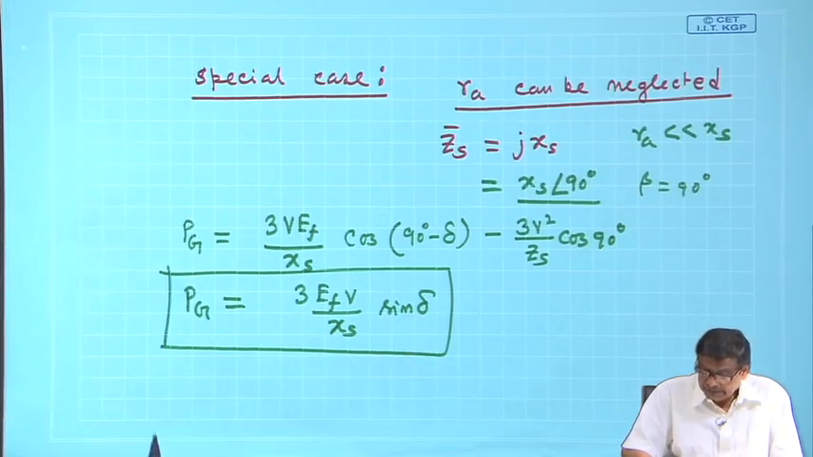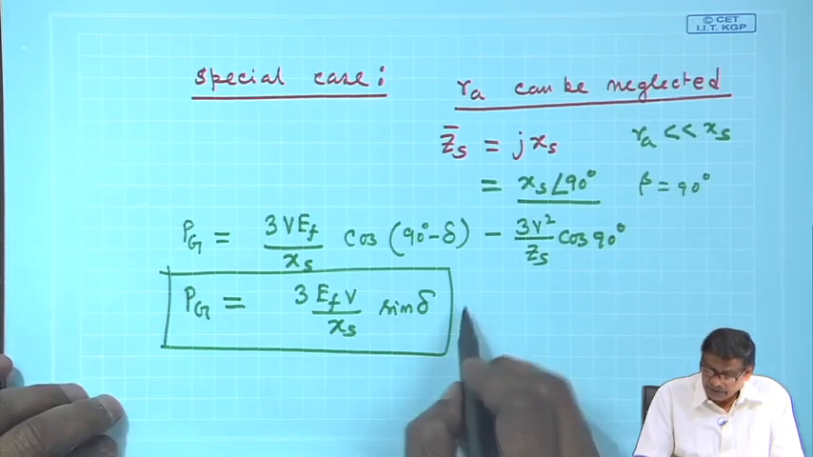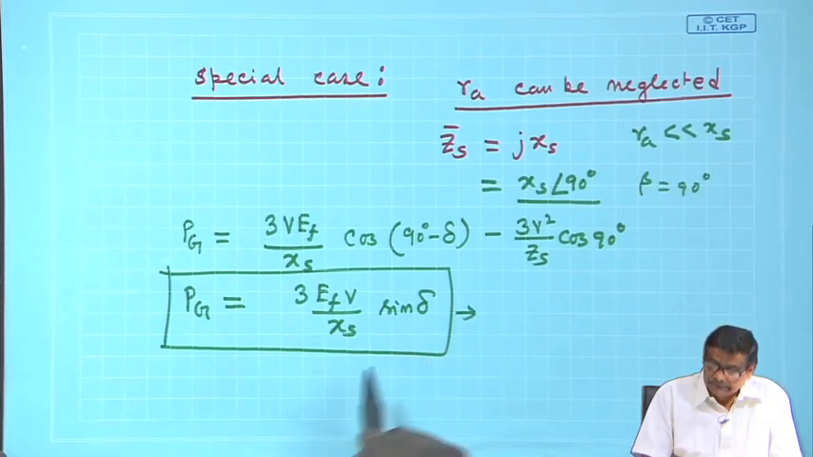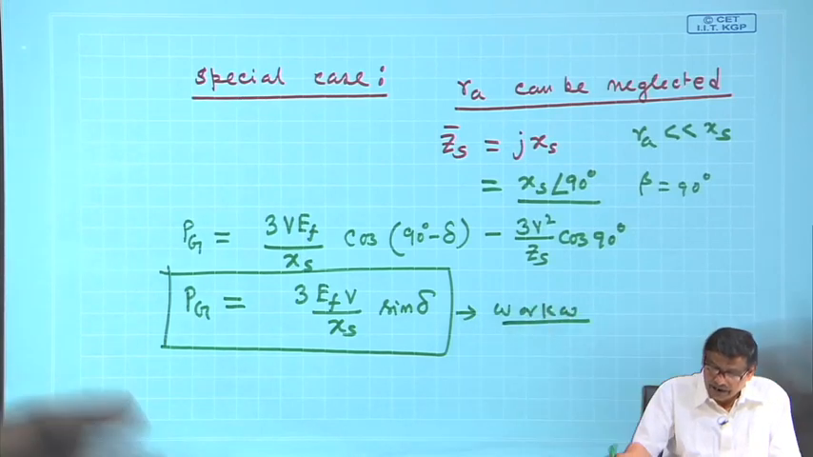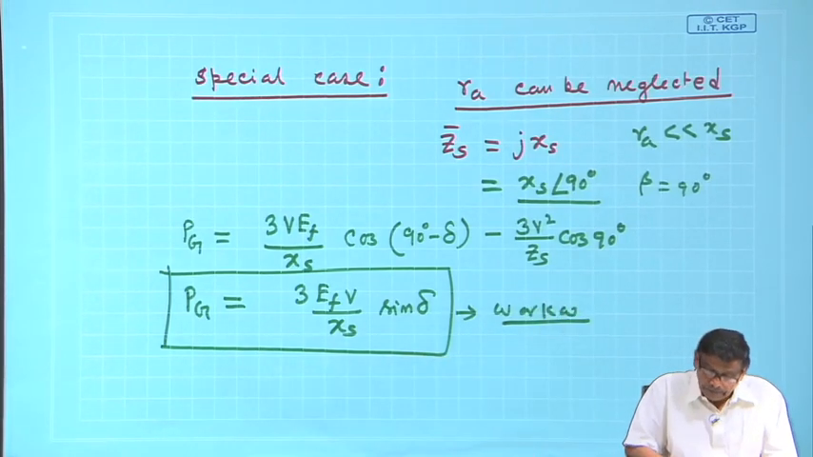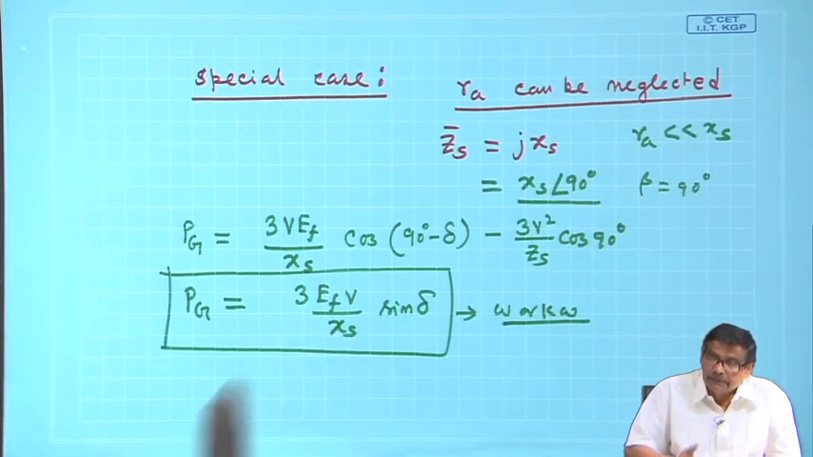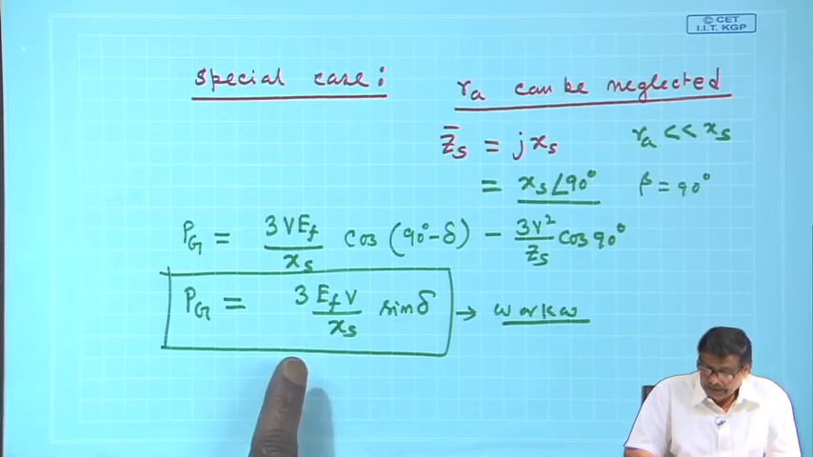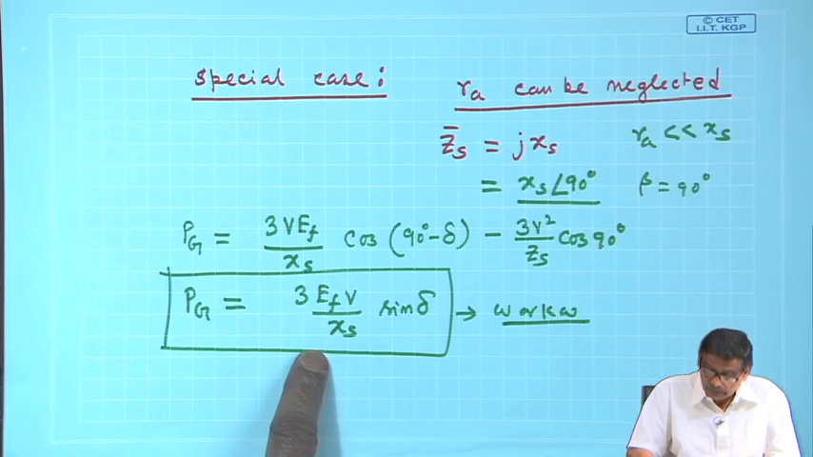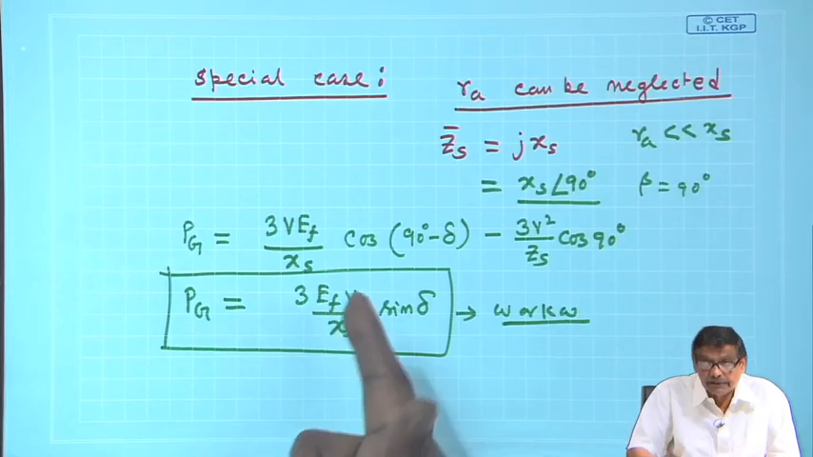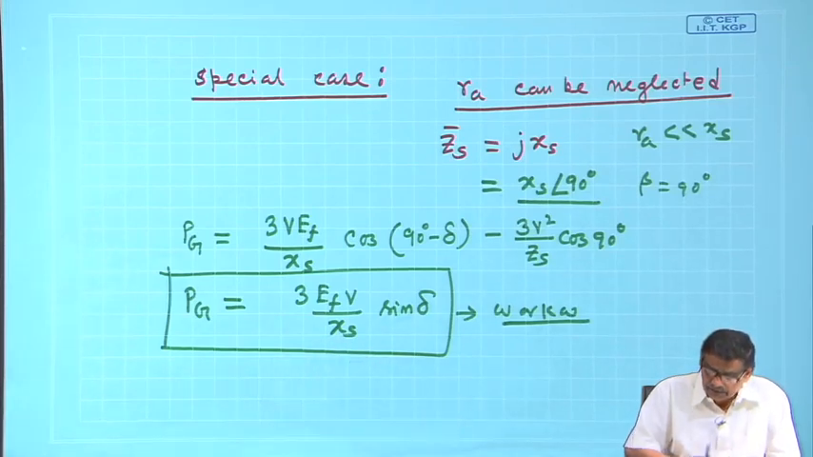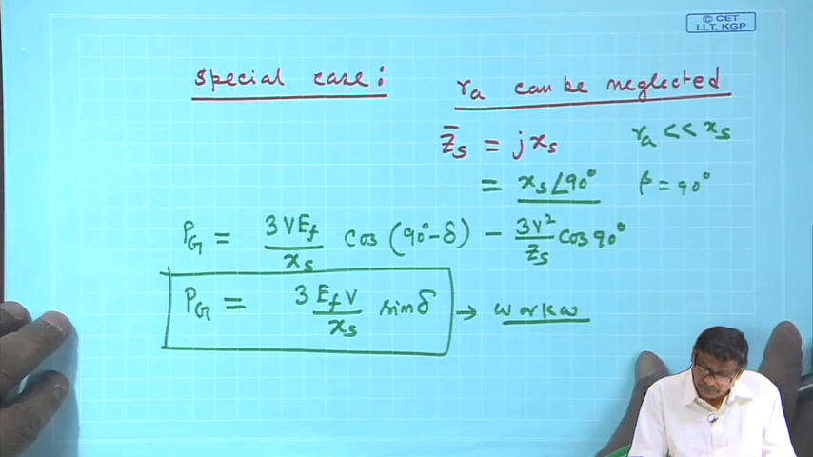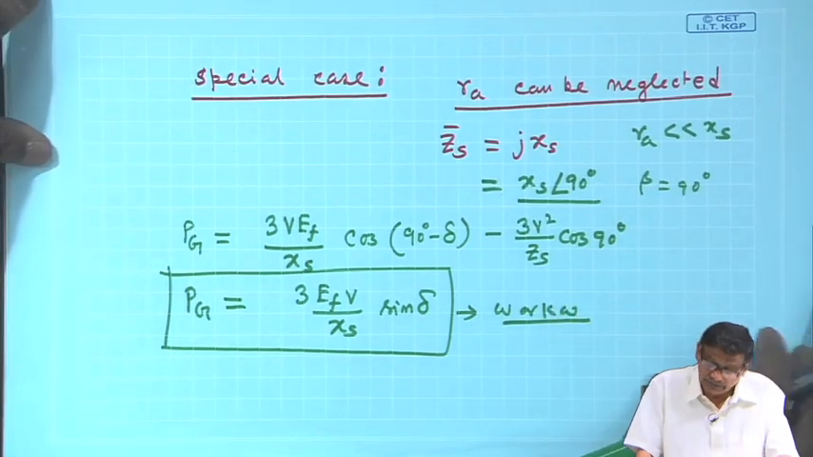What it says that the real power with which we are interested, that is watt or kilowatt, how much power it is, or megawatt, how much it is delivering, the expression of that, it depends upon the excitation voltage, product of excitation voltage and terminal voltage divided by synchronous reactance, very easy to remember, into sin delta. And what is delta? In this case, for this particular case, how this phasor diagram will look like?